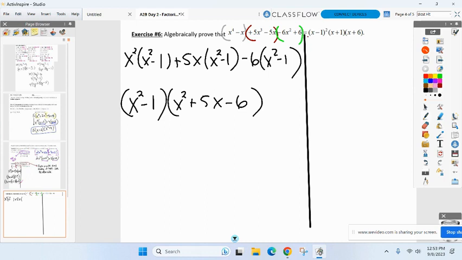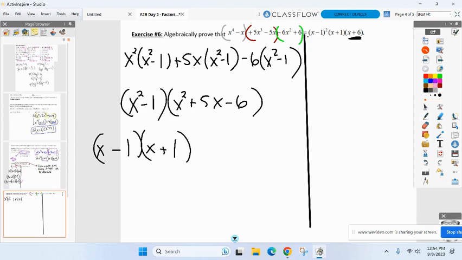X squared minus 1. That's difference of two perfect squares, right? X squared and 1. What do you get when you do difference of two perfect squares? Opposite signs. So x and 1, and x and 1. The square root of x squared is x, and the square root of 1 is just 1. Ooh, okay, I'm starting to look like the right side, right? But I don't know where this x plus 6 is going to come into play. Ooh, maybe we can do something in the other parenthesis, right?